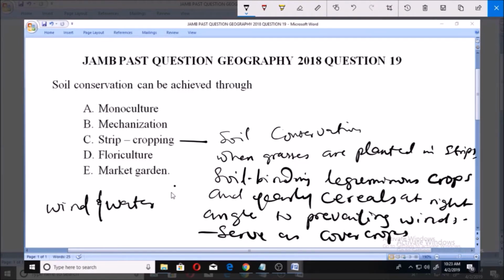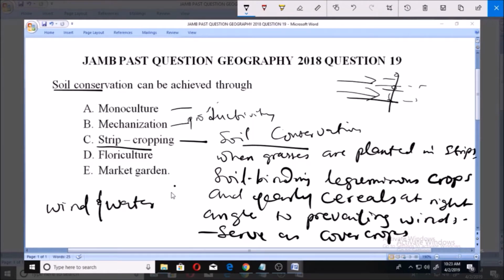Monoculture is planting one form of crop, floriculture is about flowers, and market gardening is something else. So if you look at all these options, you see that strip cropping is the one that most closely serves soil conservation, and that's why C is the right answer. Thank you.